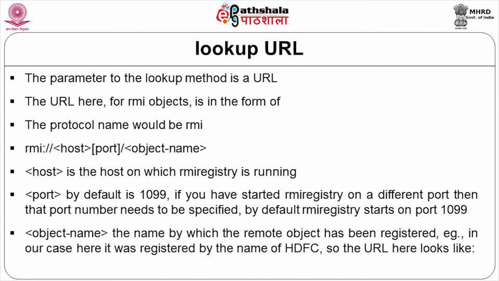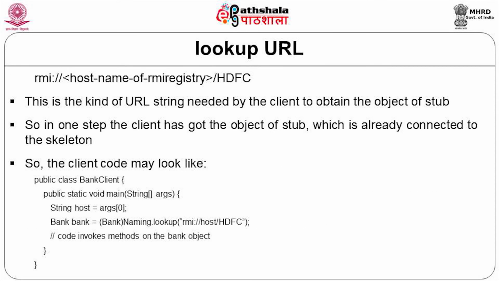For example, in our case here, it was registered by the name of HDFC. So the URL here looks like RMI://. You will have your IP address or the host name of the RMI registry / and HDFC. So that's the kind of URL string which will be needed by the client to get the object of stub. And what he gets immediately, it's just a single step for the client. In one step, what he's got is object of stub, the stub which is already connected.